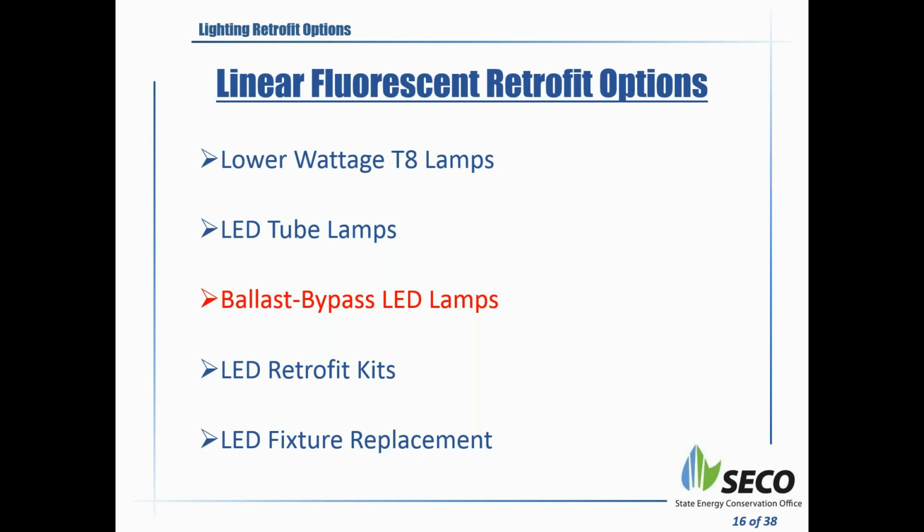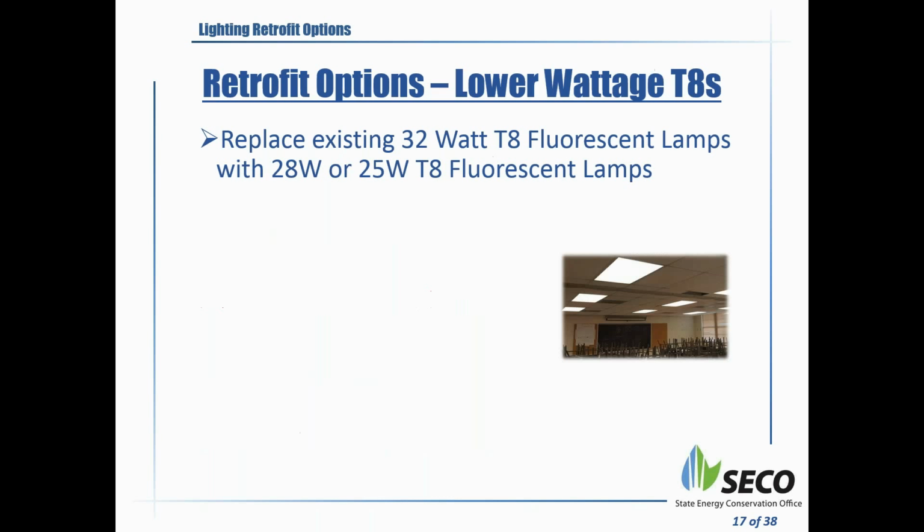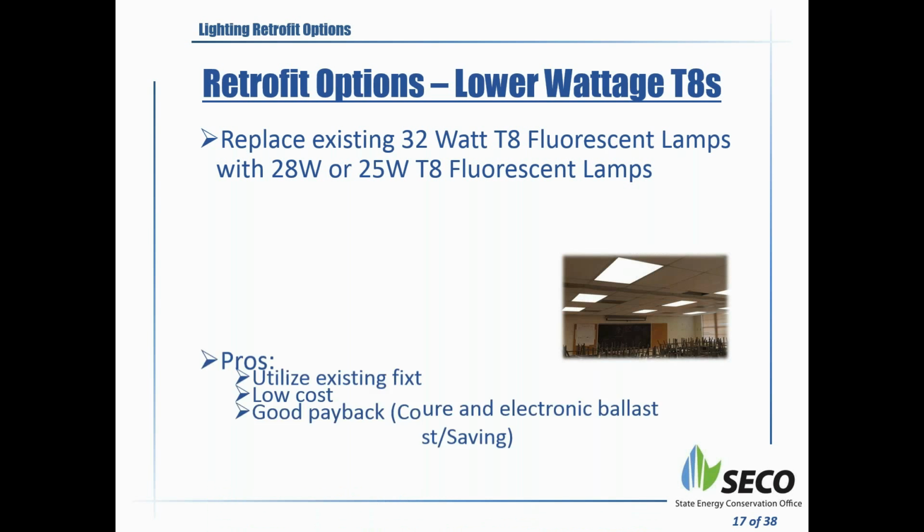So these are the typical choices that you'll be running into, and I just wanted to briefly go over them, and then I'll go into more detail in each one of them. What are the pros and cons of each one of them? So the first one, the lower wattage T8s, which is replacing existing 32-watt T8 lamps with 28 or 25-watt T8 fluorescent lamps. So again, something that people have been doing and continue to do.